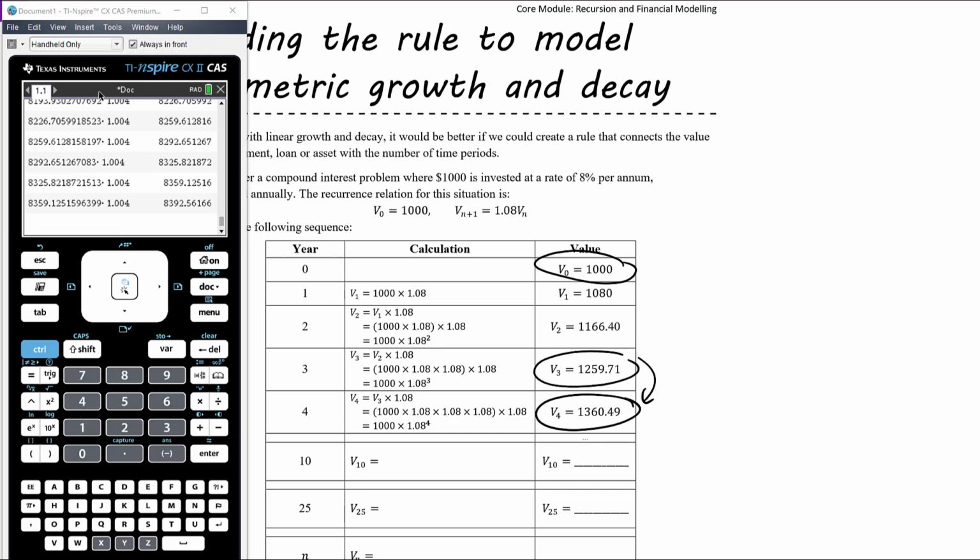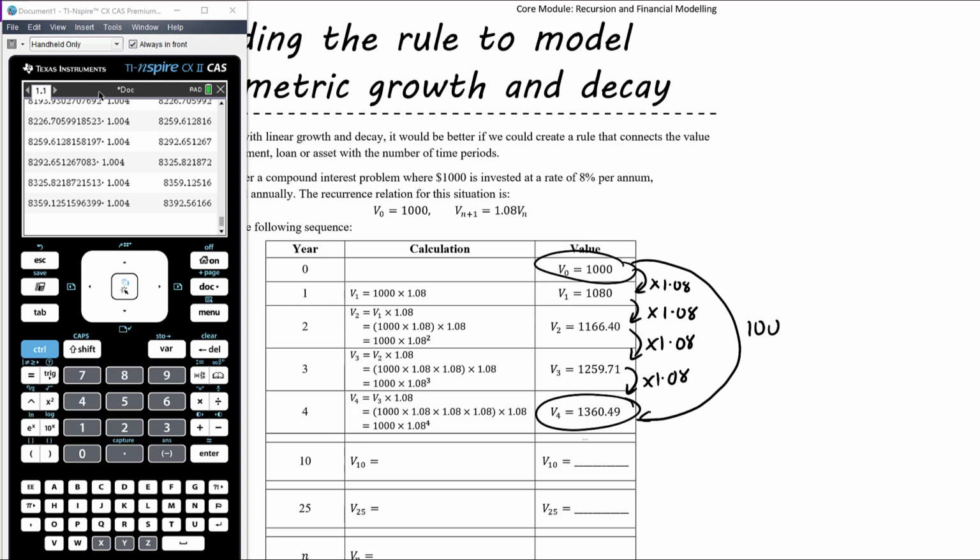Yes, to get from V3 to V4, we're multiplying by 1.08, okay? But to get from V0 straight to V4, we've multiplied by 1.08 to get to V1, again multiplied by 1.08 to get to V2, again multiplied by 1.08 to get to V3, and finally, for a fourth time, multiplying by 1.08. So to get from V0 to V4, we've taken V0 and multiplied it by 1.08 4 times, so to the power of 4. Okay, so let's extend that logic then.